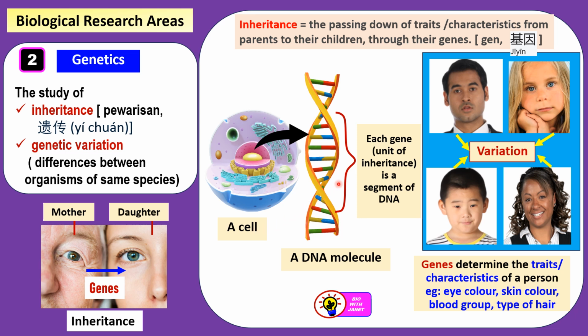Now, what are genes that are passed down from parent to child? Each gene is a unit of inheritance that determines a certain trait or characteristic of a person, such as eye color, skin color, blood group, and type of hair, right? So in a cell, there is a nucleus, and in the nucleus, there are many chromosomes, okay? And these chromosomes are made up of a DNA molecule and other molecules. So each chromosome consists of a long DNA molecule that is coiled up. And if we were to straighten the molecule, we will find that genes are positioned linearly along the DNA molecule, different genes. Okay, so a gene is just a segment of DNA with very specific instructions to make a specific protein each that will determine the characteristics of the human or the organism, right?